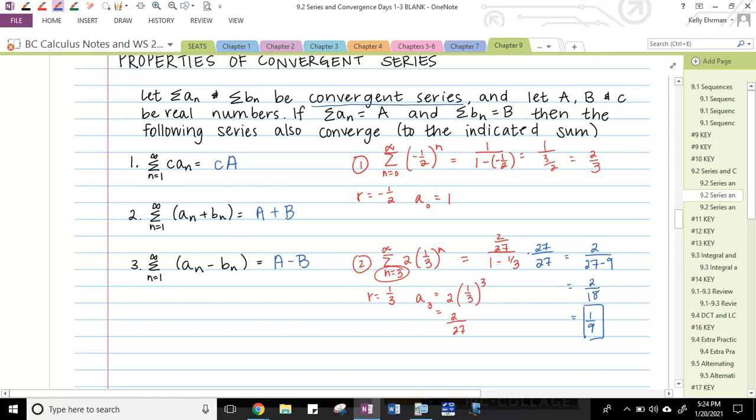All right, so you do need to pay attention to what that first number is. Often it's 0, but sometimes it's not. So you do have to pay attention.